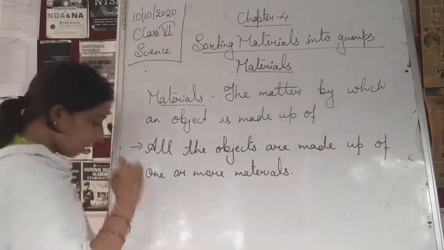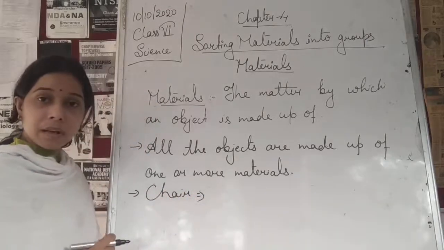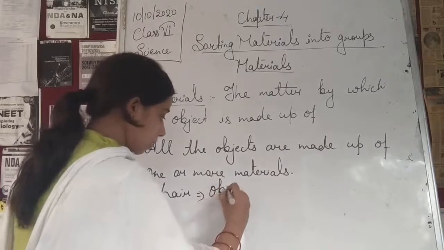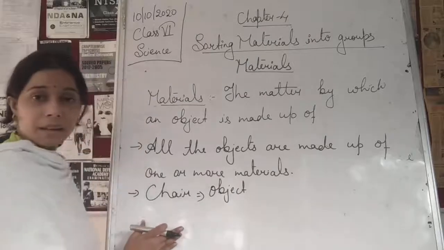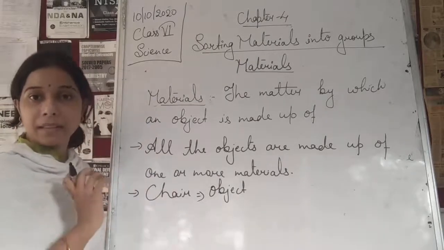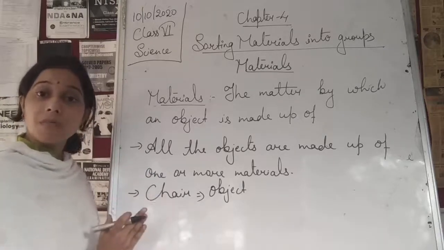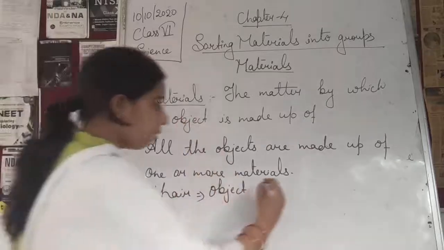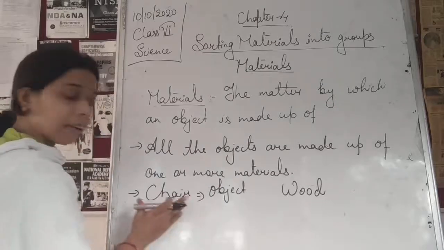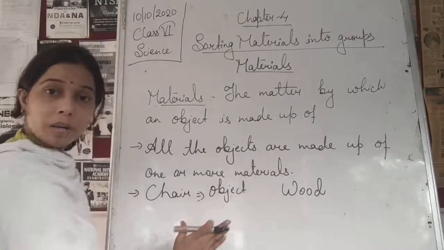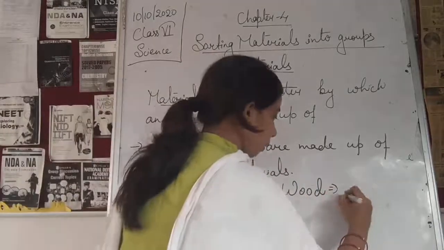Like, students, if we talk about a chair, so a chair is an object, right? Now, this chair is made up of a material, a kind of matter, by which this chair is made up of. Right now, we will say wood, if it is a wooden chair. It means this chair is made up of wood, or this object is made up of a material. Okay, so wood is here the material.